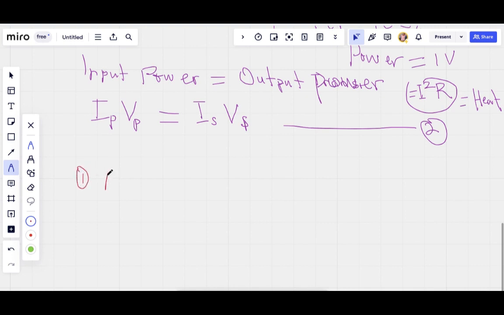So we write them down so that we can solve this. Number of turns in the primary is 20. Number of turns in the secondary, they've given us also, 800. This is a step-up transformer because the number of turns in the secondary is way larger than the number of turns in the primary.